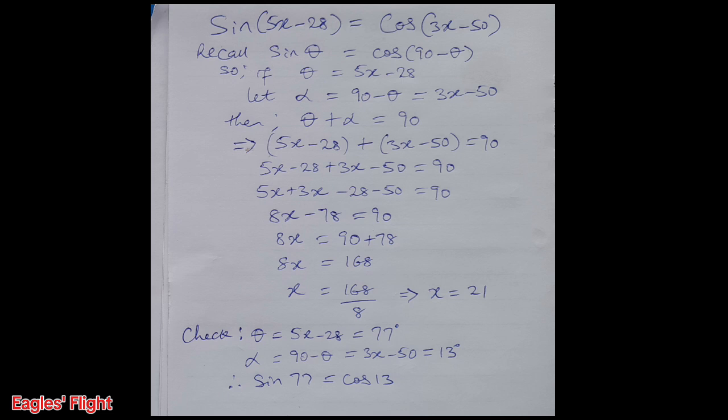So you can check with your calculator to see that sine 77 is equals to cos 13. So in this question, the value of x, which is less than 90 from the given question, will therefore be 21. We have solved it and we have gotten it right.